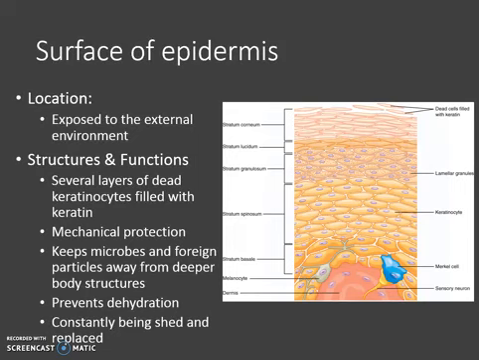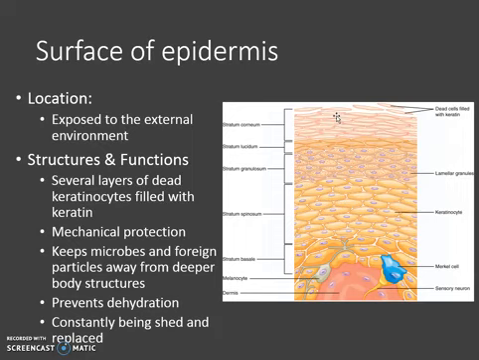Now we know that the surface of the epidermis is exposed to the external environment, and it has a lot of different functions associated with it. So first of all, we have several layers of dead keratinocytes filled with keratin. And remember that the keratinocytes are alive down here, but they die as they're pushed to the surface. And so the surface cells are dead cells just full of this keratin protein. And these are the cells that are sacrificial. They help provide your body with protection from mechanical stresses.